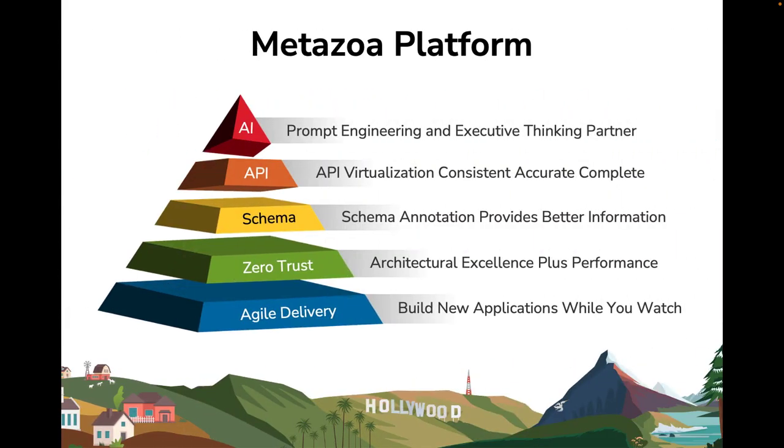AI is the icing on the cake at the top of the pyramid, but the entire stack under that is very important. API virtualization and schema annotation give you better data up and down the stack. We have a zero-trust environment that supports agile delivery. All right, let's take a look at Snapshot.